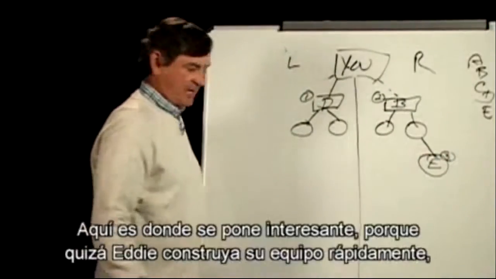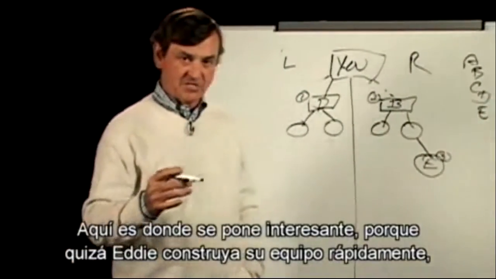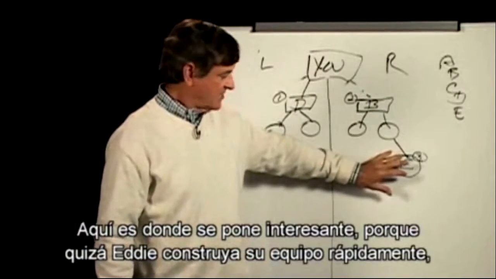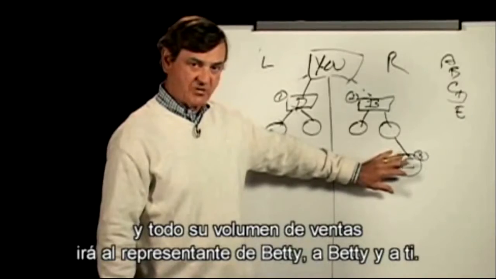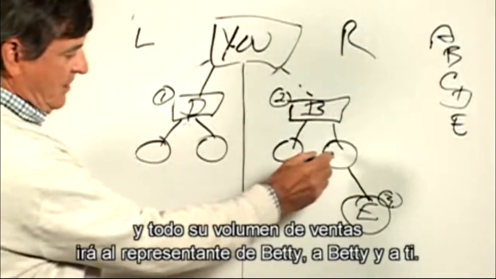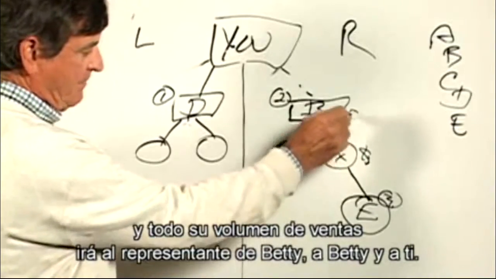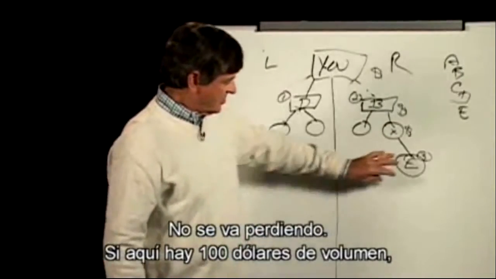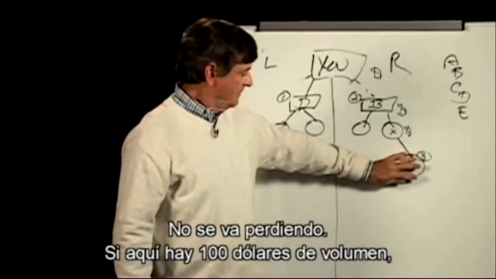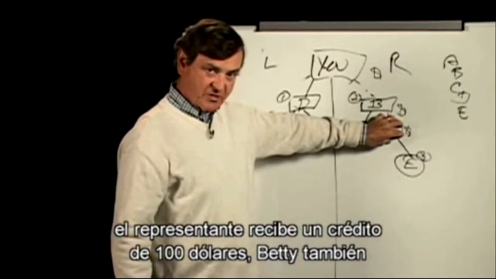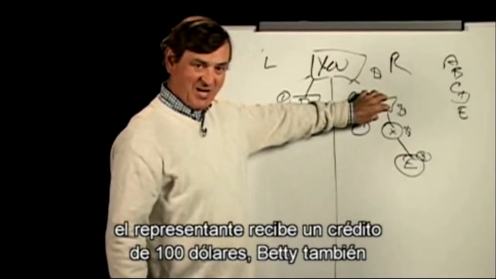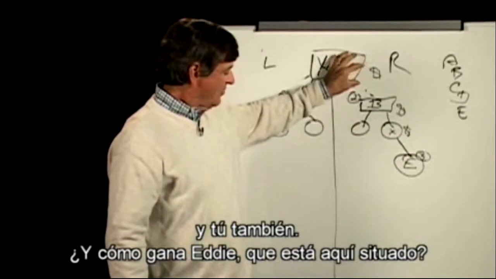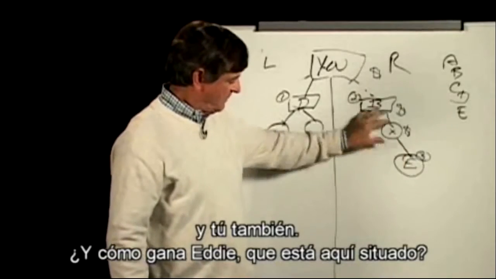Now, here's where the spillover volume is kind of interesting, because Eddie might start building his team pretty quickly. All of his sales volume accrues to Betty's rep here, to Betty, and to you. It doesn't water down. So if there's $100 in volume here, this rep gets $100 credit, Betty gets $100 credit, and you get $100 credit. Now, how does that reward Eddie, who's been put in this place?